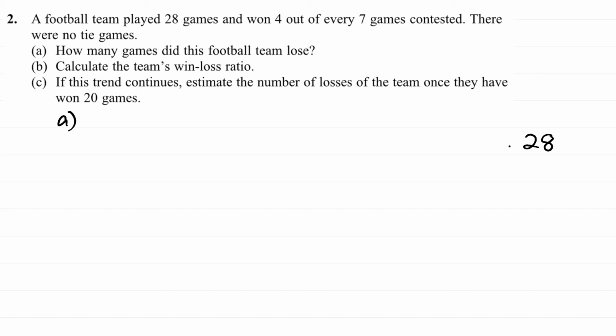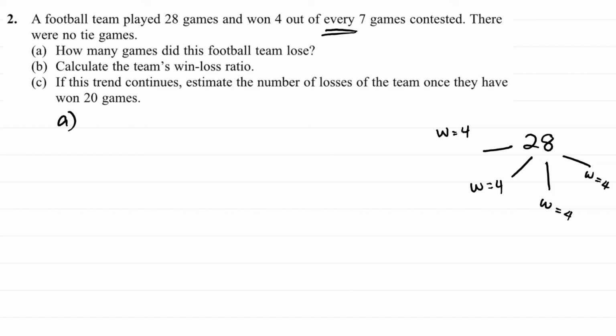So you break into 4 parts. Why 4 parts? Because 28 divided by 4 is 7. Every 7 games. So 1, 2, 3, and 4. Out of 7 games contested, they won 4. Win 4. For every 7, this one also win 4. Win 4. This one win 4.